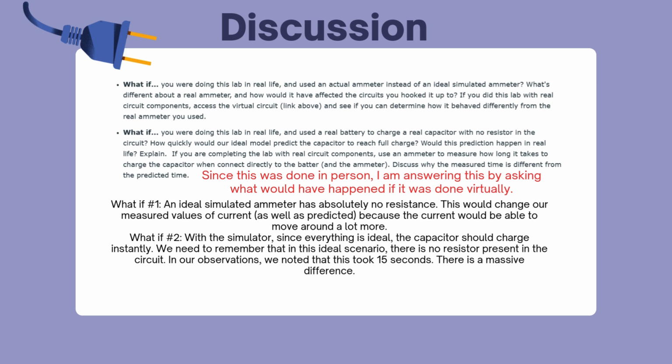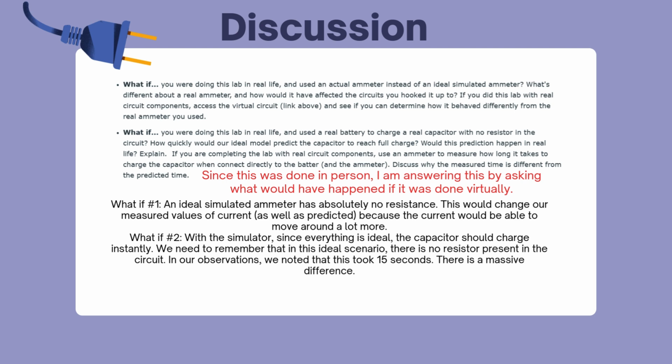So for the discussion, since this was done in person, I'm answering by asking what would have happened if it was done virtually. The first what-if is asking overall what would have been different since we're using an ideal simulated ammeter. An ideal simulated ammeter has absolutely no resistance. This would change our measured values of current as well as our predicted values because the current would be able to move around a lot more.